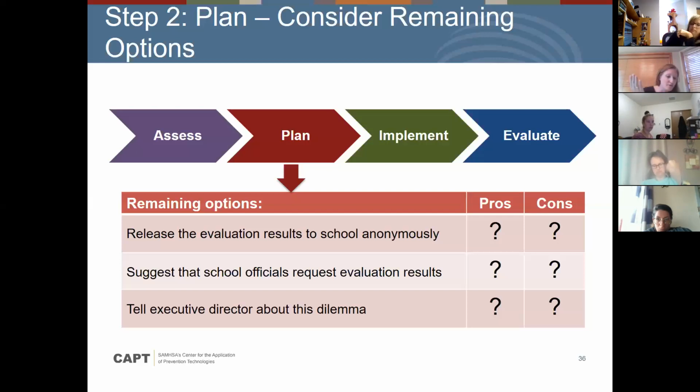So the pros, they say, is sharing the evaluation results would put the research in the hands of the schools so they can make the decision themselves, like we talked about before. But the school officials will probably want Ty to tell them what the results show, and he will have to avoid doing this, which would be kind of awkward. Ty also knows that once they see the results, they're going to be displeased and will probably approach Mary. Mary will be angry with Ty that he told the school about the research, and this could jeopardize his working relationship. And then the last one is telling the executive director about the dilemma. Do you see any pros or cons to that one?